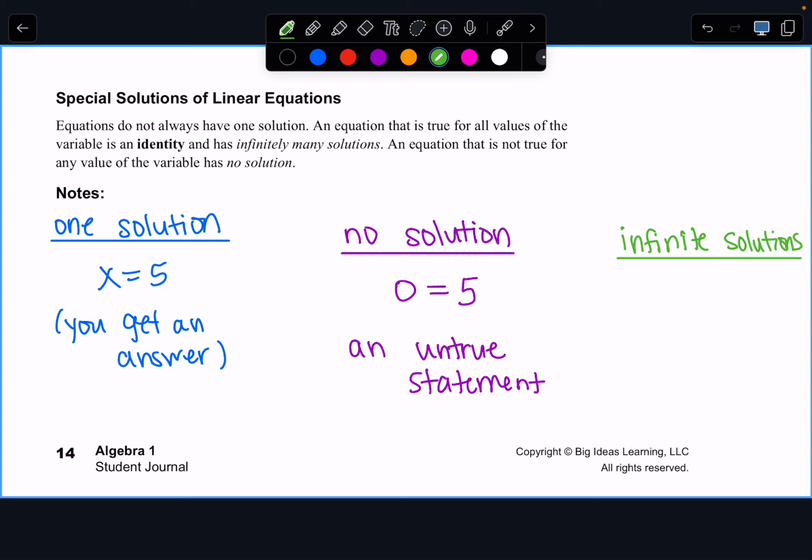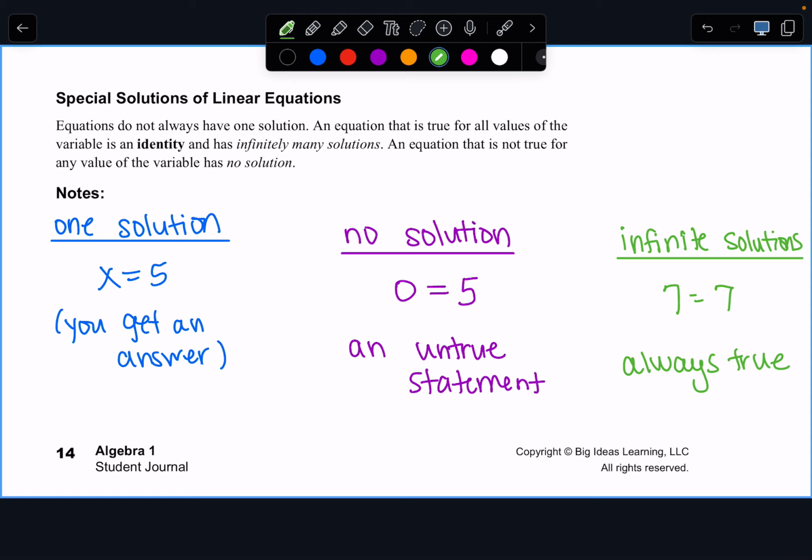We then have the third scenario where we have infinite solutions, meaning any number that we try is going to work. So we're going to get a statement that is always true. So what's going to happen is your variables are going to cancel out and you're going to get something like 7 equals 7. How often is 7 equal to 7? All the time. We have an infinite number of solutions.